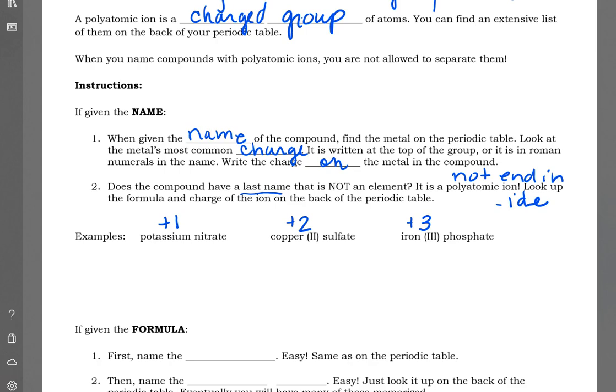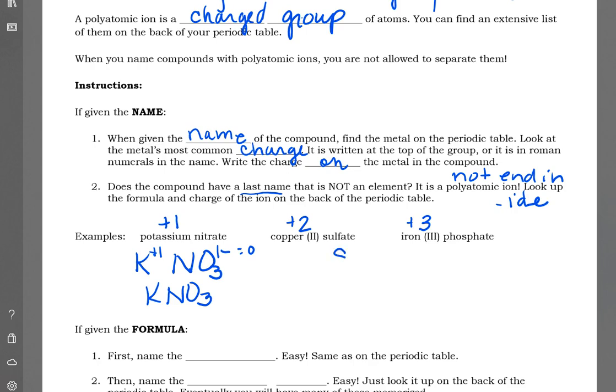So, our first example, potassium nitrate. We know potassium is a K. He has a +1 charge. Nitrate, if you look at your periodic table, has a -1 charge. So, if we follow the law of zero charge, +1 minus 1 equals 0, we write this guy KNO3.